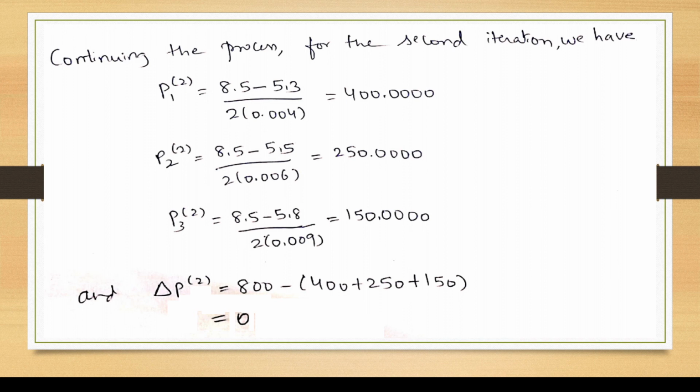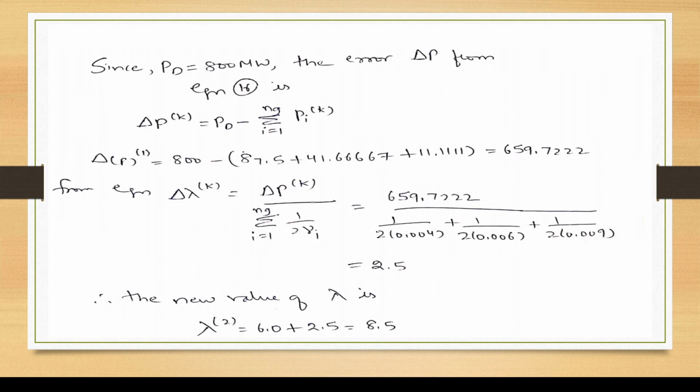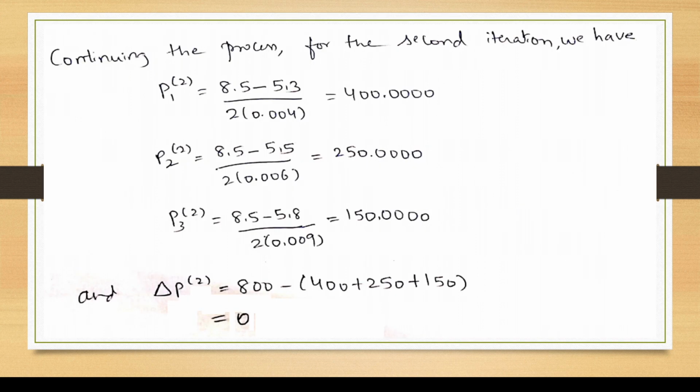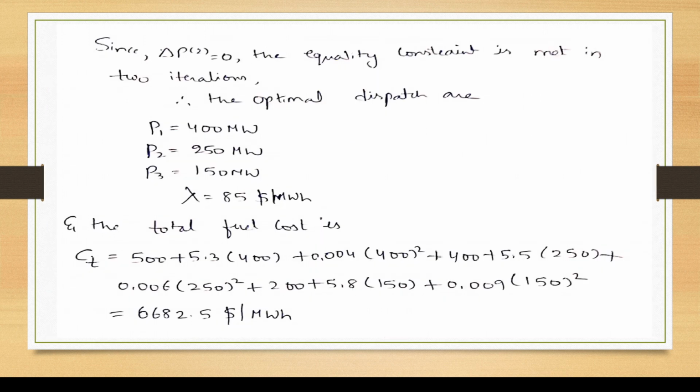Now again we check the condition: delta Pk is equal to PD minus summation i equal to 1 to n Pik. So 800 minus the new values of P1, P2, P3 after the second iteration gives 0. So delta P is 0, and the equality constraint is met in just two iterations. The optimal dispatch is P1 400, P2 250 and P3 150 megawatts respectively, and lambda is equal to $8.5 per megawatt hour.